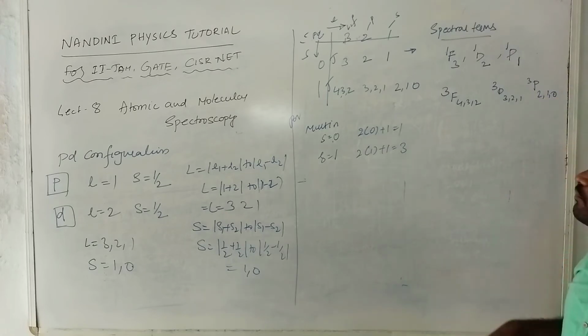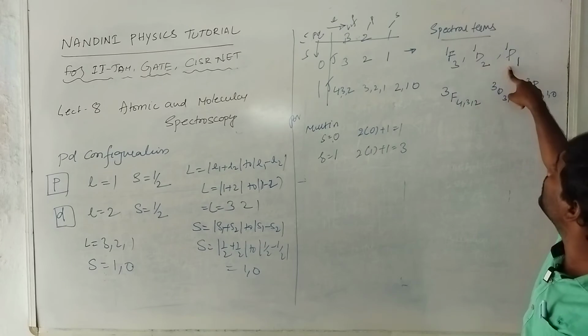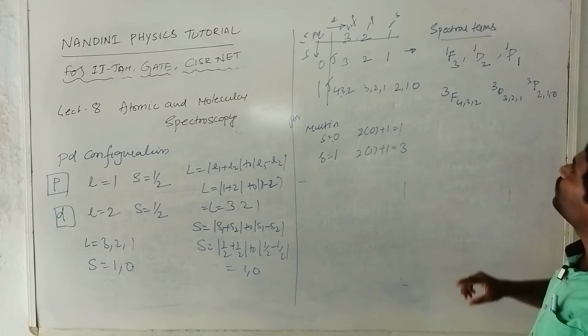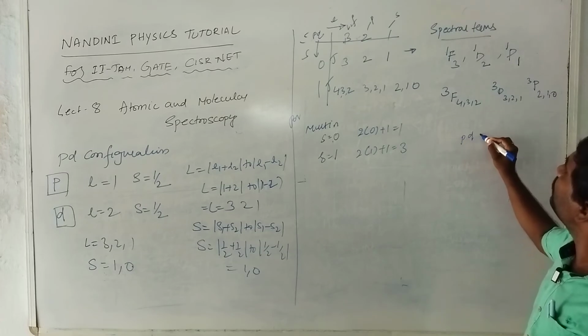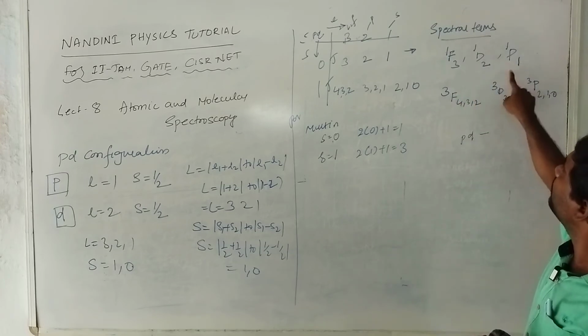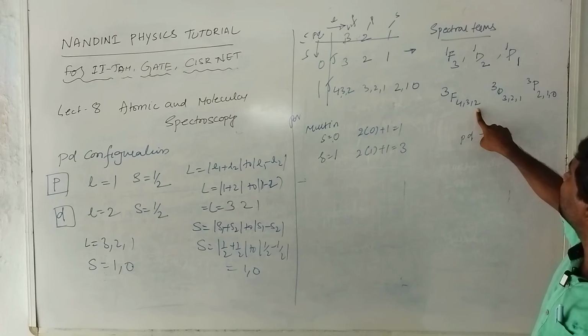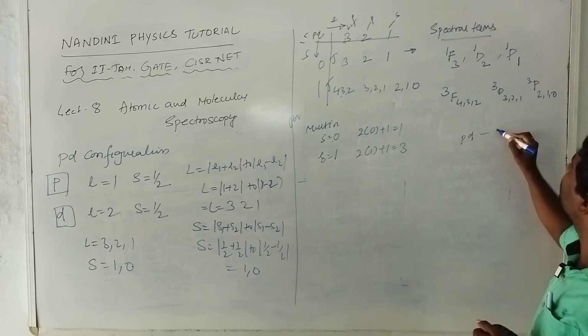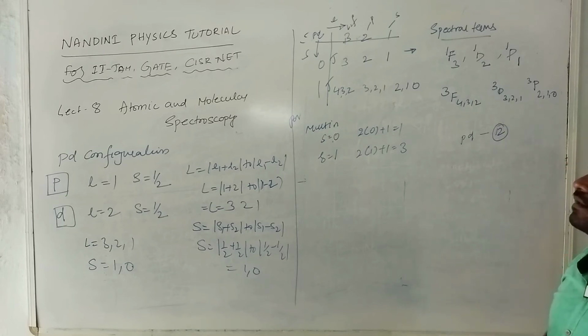So total how many spectral lines are erased? 1, 2, 3, 4, 5, 6, 7, 8, 9, 10, 11, 12. So in PD configuration you will get 12. So 12 states are erased.